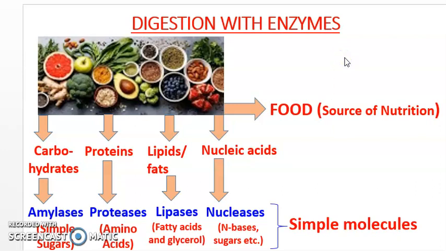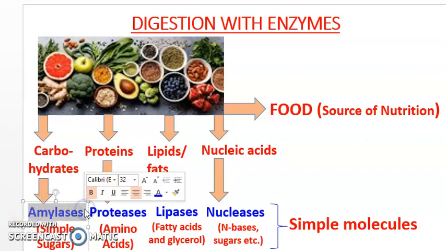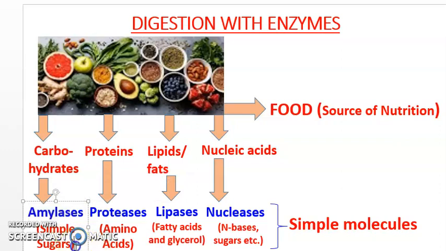So there are some special enzymes meant for the breakdown of carbohydrates. Now these enzymes are called amylases and they act upon complex carbohydrates like starch, glycogen, and break them down to simple sugars, which can be absorbed and assimilated by the body. Then proteins are broken down by proteases into peptides and ultimately the simple building blocks called amino acids.